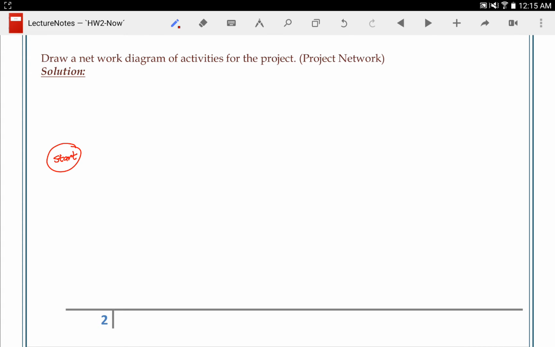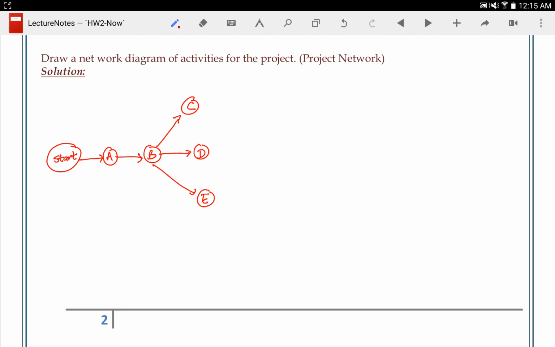After start, we have A is the only one without a predecessor, so A. B has one predecessor, that's A. Now there are C, D and E coming out of B, so it divides into 3. C has one predecessor, that's B. D has one predecessor, that's B. E has one predecessor, that's B.